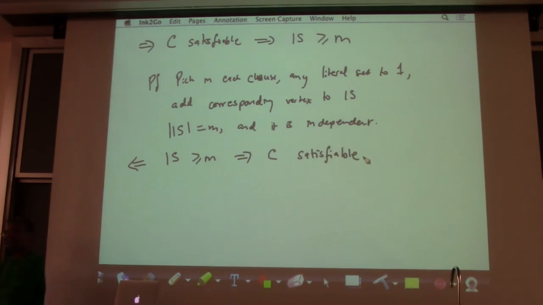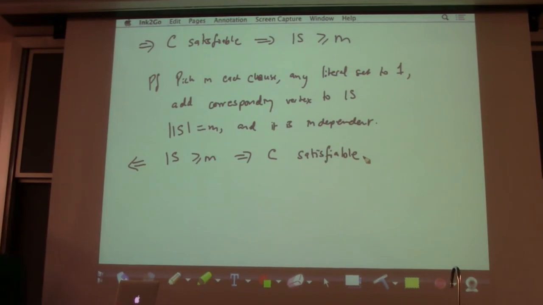Now what do I do? Suppose I have an independent set of size at least n. How do I construct a satisfying assignment for my clauses? I need to construct some satisfying assignment. So the first observation we have to make is that you cannot pick more than one vertex in each triangle, because then it wouldn't be independent. So now we have one vertex for each triangle, exactly one.